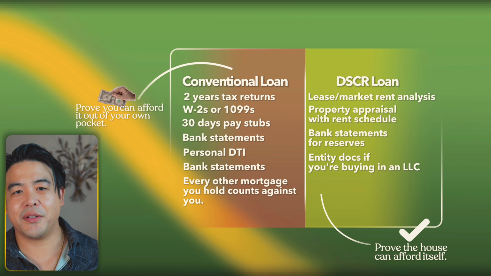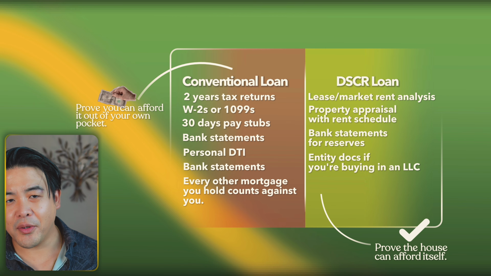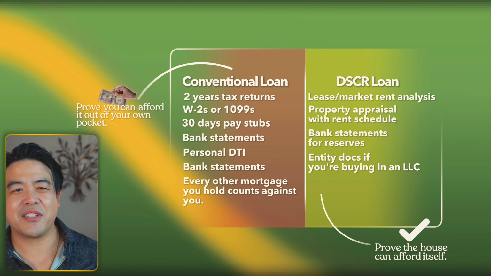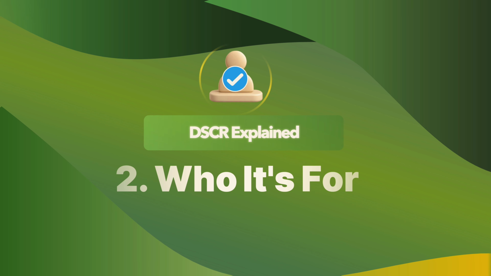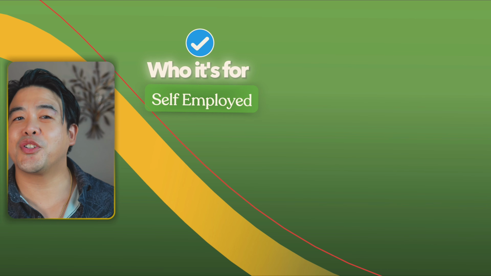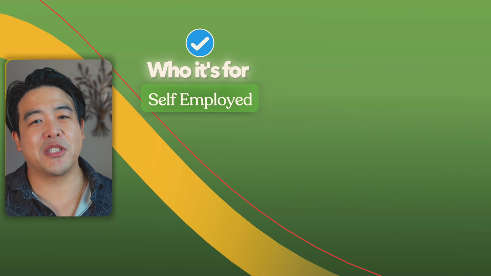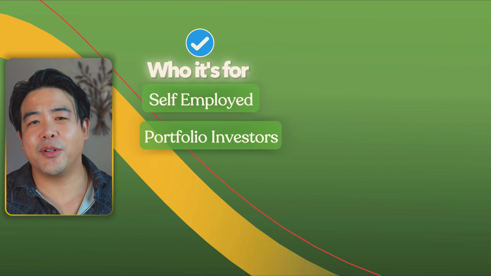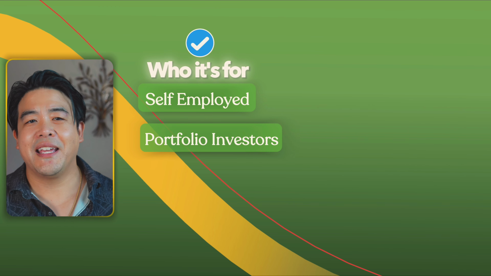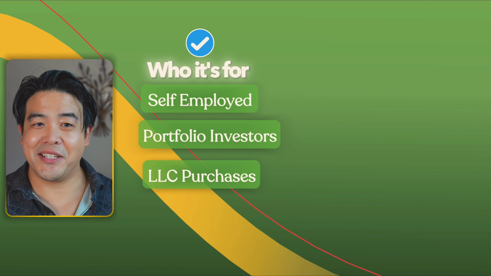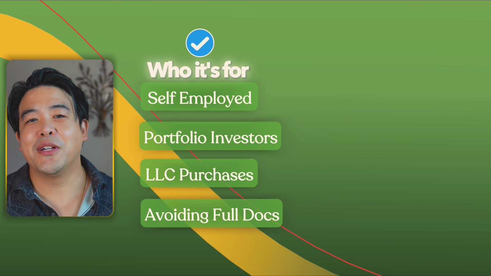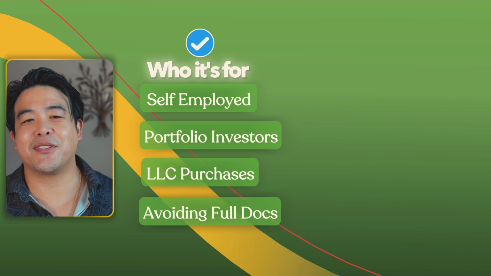Let me be honest with you about who this is actually going to be for, because a lot of people are watching this and they're going to click it off in about 40 seconds, and that's fine. Who it's for: self-employed borrowers whose tax returns show write-offs that make their income look small on paper. Investors who already own 3, 4, 5 properties and keep getting told no on the next one. People buying inside of an LLC. W-2 buyers who just don't want to hand over 2 years of financial history for a rental.